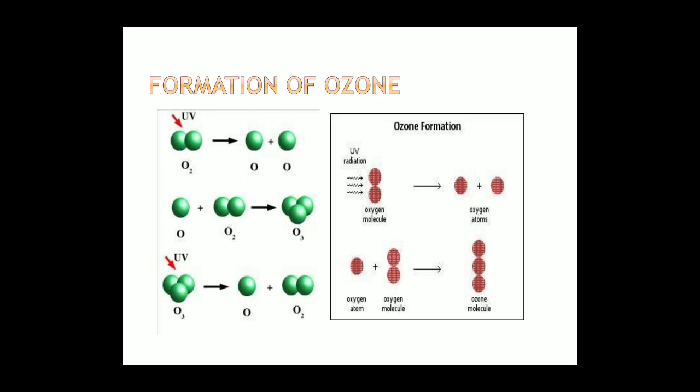How is ozone formed? Whenever an oxygen molecule is there and sunlight comes, it breaks down into nascent oxygen, O and O, and we can write this oxygen in a bracket. When this nascent oxygen reacts with oxygen gas O2, it makes O3, and the reverse also happens. When O3 comes in contact with UV rays, it breaks down into nascent oxygen and oxygen gas.